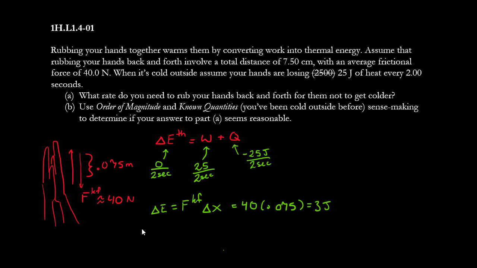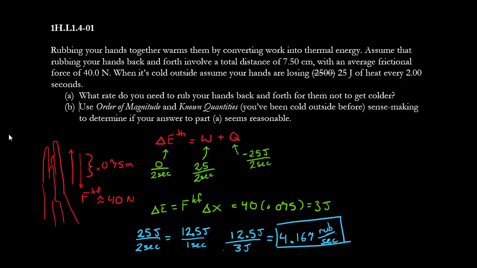So we said before that work is going to equal 25 joules in 2 seconds, which means that it's 12.5 joules in 1 second. So we want to produce 12.5 joules. How many hand rubs does that take? So 12.5 divided by 3 joules per hand rub equals 4.167 rubs per 1 second. So that's the answer to part A.